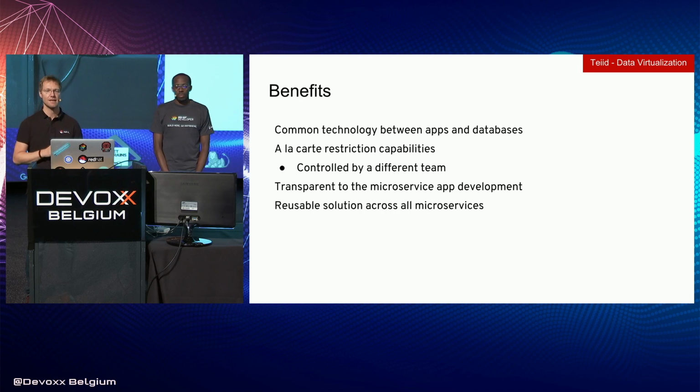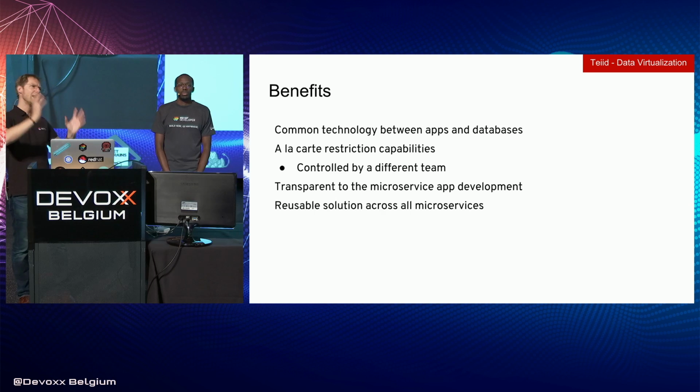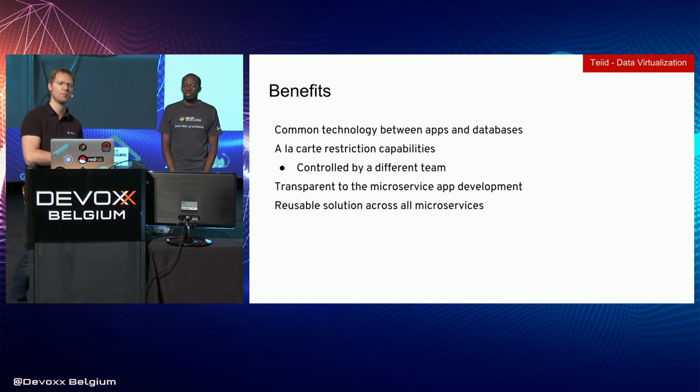So the benefit is, from the app development point of view, there is no change. You just go and access the database via JDBC, life is good. But there is a tool on top of which you can add and reduce the level of security depending exactly on your need. And what is interesting is that you can share the same technology across the various microservices without the actual microservice team having to really care about that.